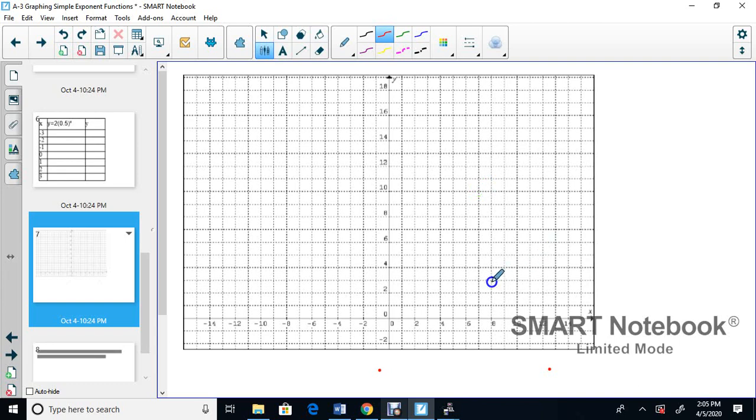So in the last video, we drew a graph. I'm going to draw that graph a second time. This time I'm going to use the mouse. I think I can click a little bit better with the mouse.